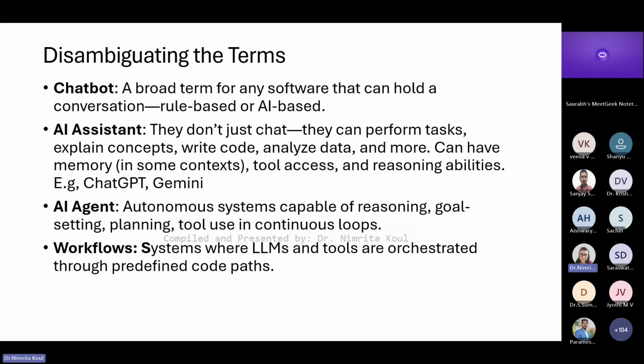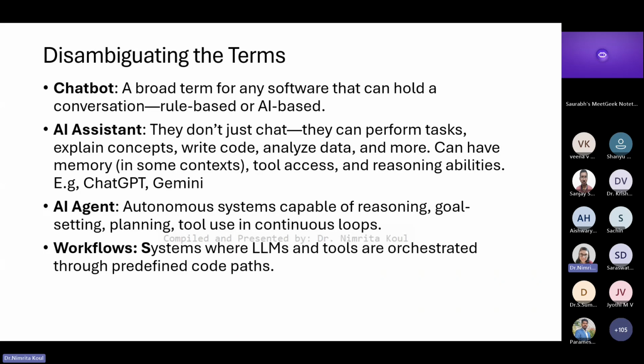Then there is something called an AI assistant. An AI assistant is not just chatting, it can also perform tasks, like we just saw with the Comet browser. It can analyze your information, it can analyze data, it has memory, it can do things for you by calling tools. Then there is the AI agent.